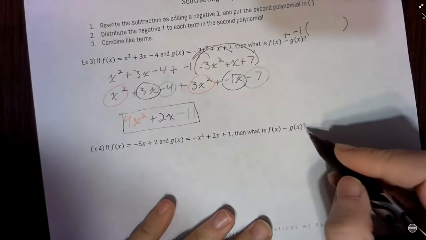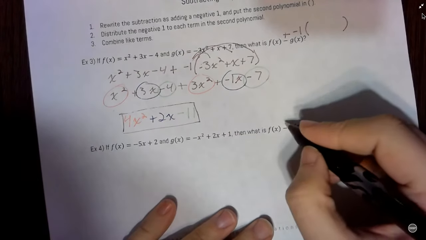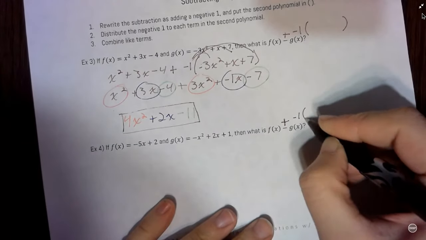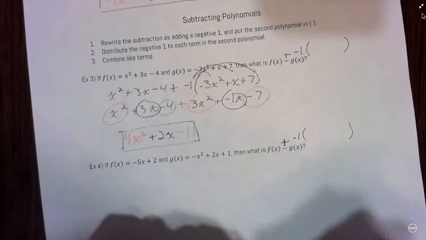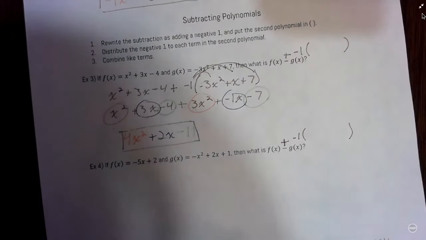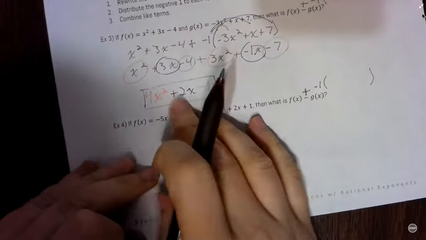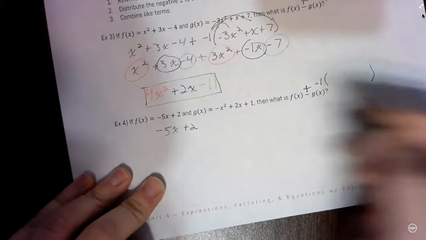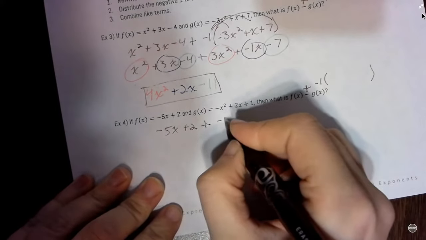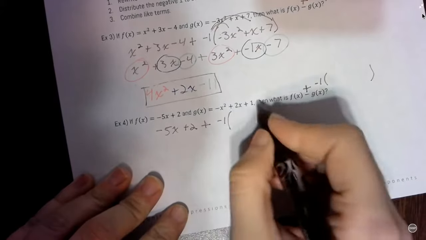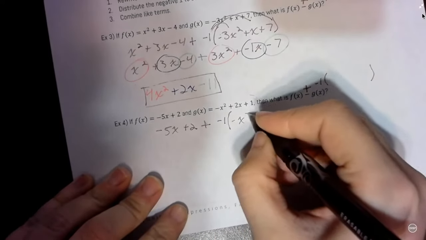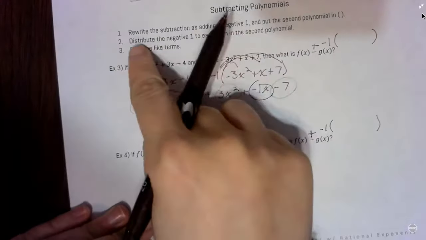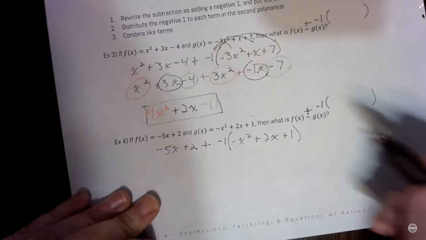So how are we going to rewrite this? Good, so we want to turn the subtraction into plus negative 1 times g of x in parentheses. So let's write down what we have. So f of x, negative 5x plus 2, and then plus negative 1, and then put all of g of x right here in the parentheses. So negative x squared plus 2x plus 1, like that. And then we're going to distribute the negative 1 to each term in the second polynomial.